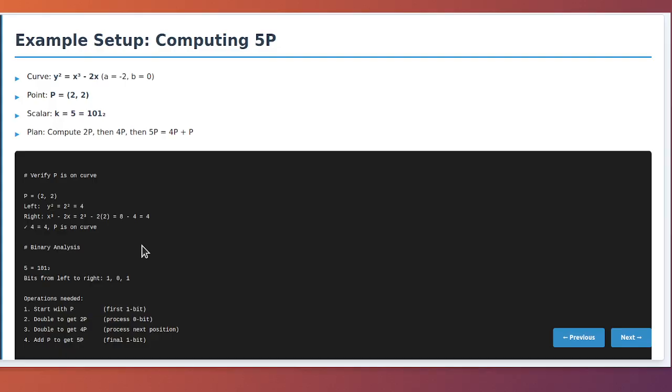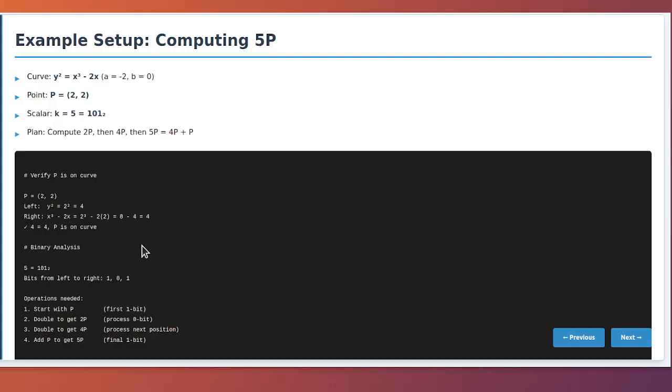The binary representation of 5 is 1, 0, 1. To initialize, the result equals p, which equals the coordinates (2, 2). This step handles the first 1 bit. Next, process bit 1, which is 0. We double the current result to obtain 2p, then process bit 0, which is 1. We double the result again to get 4p, and then add p to obtain 5p. Therefore, we will need to compute 2p by doubling (2, 2), then compute 4p by doubling 2p, and finally compute 5p by adding (2, 2) to 4p.